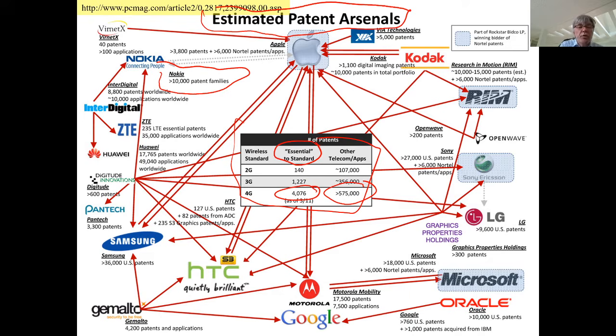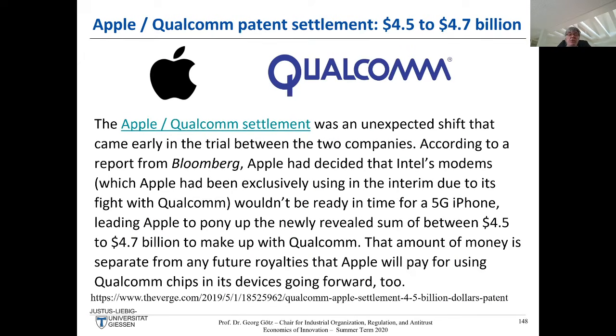Okay, and here you see, why do you think Google bought Motorola? Google had at that time only a few patents. They bought it not because they wanted to build these wonderful Motorola phones. We just saw that Motorola has 17,000 patents and 7,500 applications. Microsoft acquired Nortel's patents. Oracle has many patents on its own. Okay, that's what you see. Patent arsenals are very, very important.